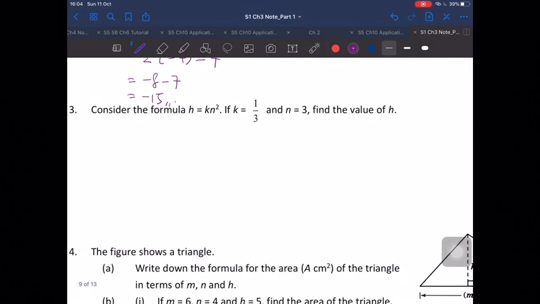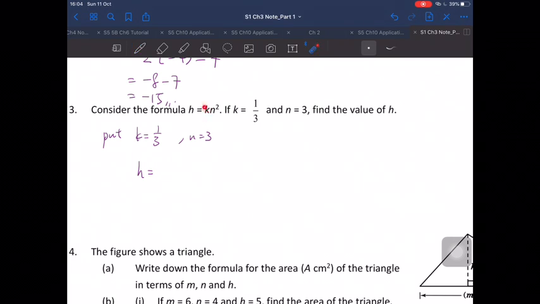Then question number 3. You have to consider the formula h is equal to kn squared. Now k is equal to 1 over 3, n is equal to 3. Find the value of h. First, the same, you have to write down the given information: k is equal to 1 over 3 and n is equal to 3. So h is equal to, use brackets to represent the substitution, right?